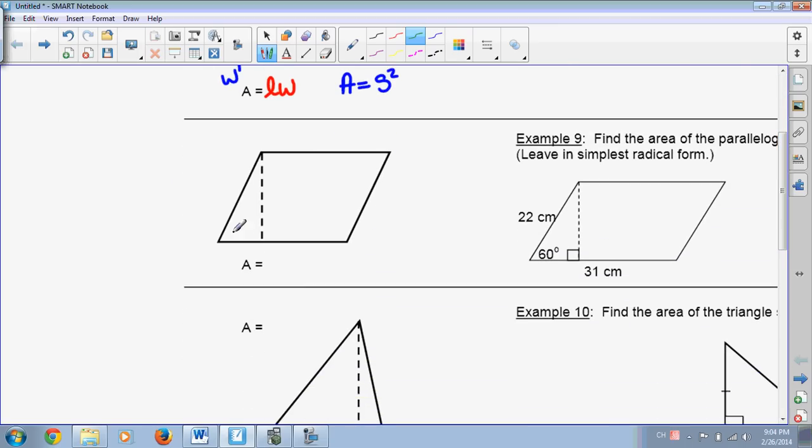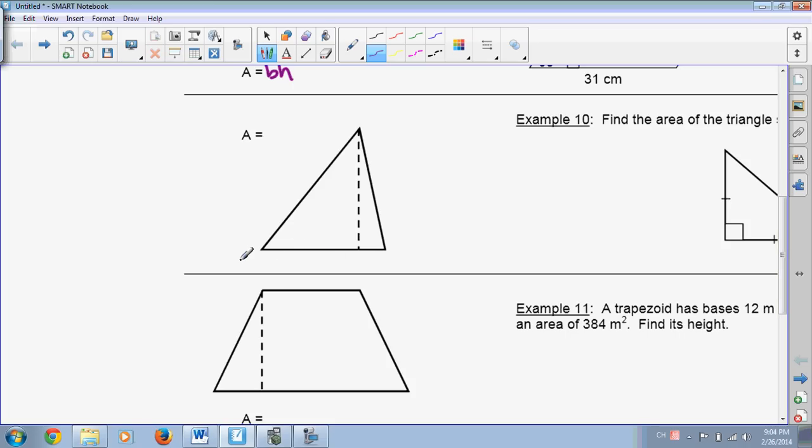The next shape we have here is a parallelogram. Okay, in a parallelogram, the formula for the area is base times height. Same thing as a rectangle. The base is obviously the bottoms that are flat. They are parallel to each other. And then the height makes a 90-degree angle. It is not the slant height. The height has to be perpendicular to the base. So base times height.